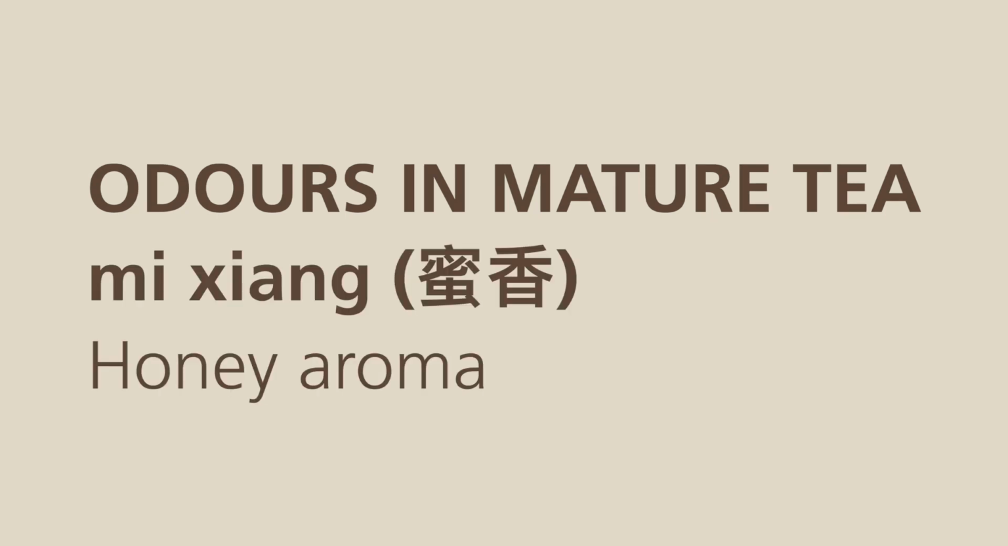Okay, we've discussed a number of fragrances that can be found in fresh Pu'er tea. Let's now take a look at some odors that are present in more mature tea. First off, we have honey aroma, called Mi Xiang in Chinese. This is a sweet fragrance that emerges in Pu'er tea after a certain degree of natural post-fermentation, usually along the line of 5 to 10 years after production.